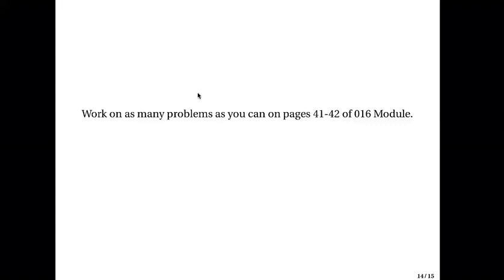So work on as many problems as you can on pages 41 to 42 of the 016 module.